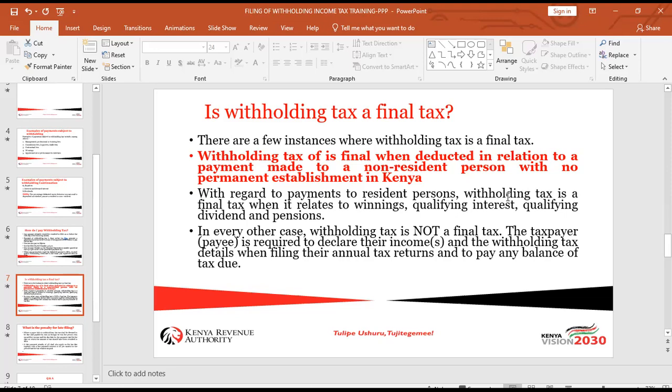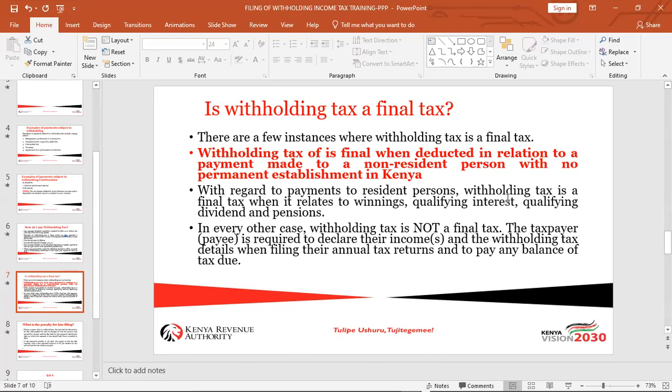Then number two, with regard to payments to resident persons, withholding tax is final when it relates to winnings, qualifying interest, qualifying dividends, and pensions. That is for a Kenyan, a resident person. So for those ones, once the withholding is done, say 5%, it is final. It is not going to be taxed anymore.